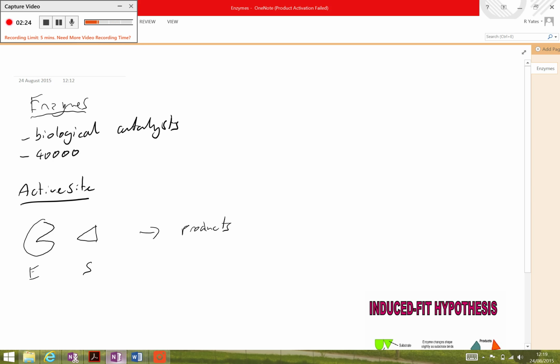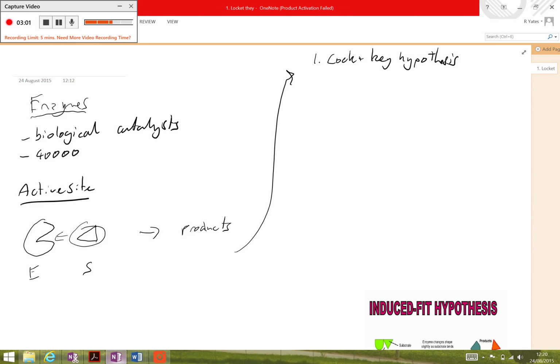So 2 models. First model is one called the lock and key hypothesis, and that's essentially as it sounds. You have your lock, which is the enzyme, and you have your substrate, which is the key. The substrate is the exact shape to fit into the enzyme. So if we look down here, this shape will fit in there, and you'll get a breakdown into a product. So it's complementary. That word crops up a lot. It's complementary to the substrate.